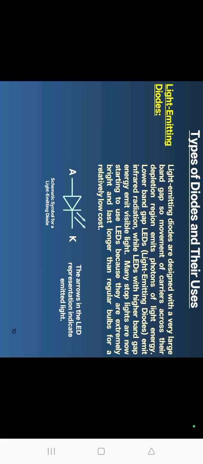Next is the LED, that means light emitting diode. Light emitting diodes are designed with a very large band gap, so movement of carriers across their depletion region emits photons, or light energy. Lower band gap LEDs emit infrared radiation, while LEDs with higher band gap emit visible light. Many stop lights are now starting to use LEDs because they are extremely bright and last longer than regular bulbs, for a relatively low cost.